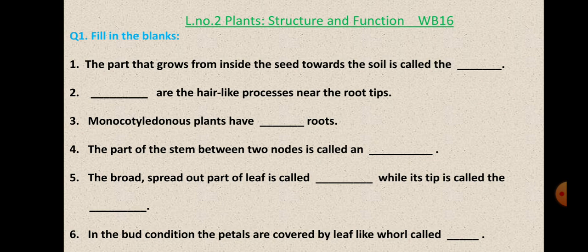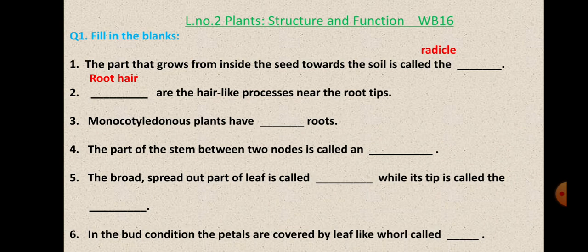So the very first question, fill in the blanks. The part that grows from inside the seed towards the soil is called the dash. I hope you are ready with the answers. So please see if it is right. It is radicle. Radicle develops into the root. Dash are the hair-like processes near the root tips. Both the words of the answers are given in the sentence itself. Yes, it is root hair.